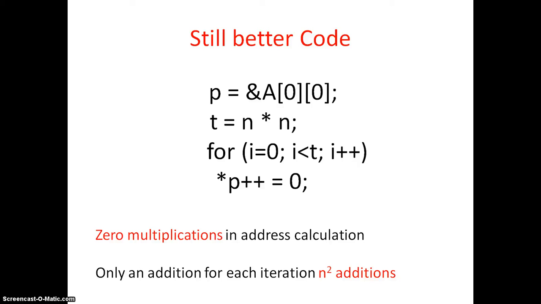So totally n into n elements are assigned 0 with no multiplications and only n square additions. This will be the better code compared to piece A and piece B.